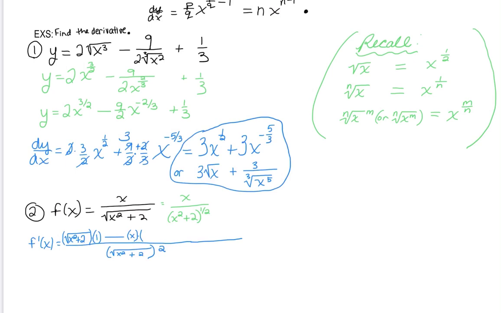now requires chain rule. So the derivative of the outside is going to be 1/2 inside left alone to the 1/2 minus 1, which is going to be to the negative 1/2 power. But again, this is with the inside left alone. So with our x squared plus 2 left alone. But that is now my inside.